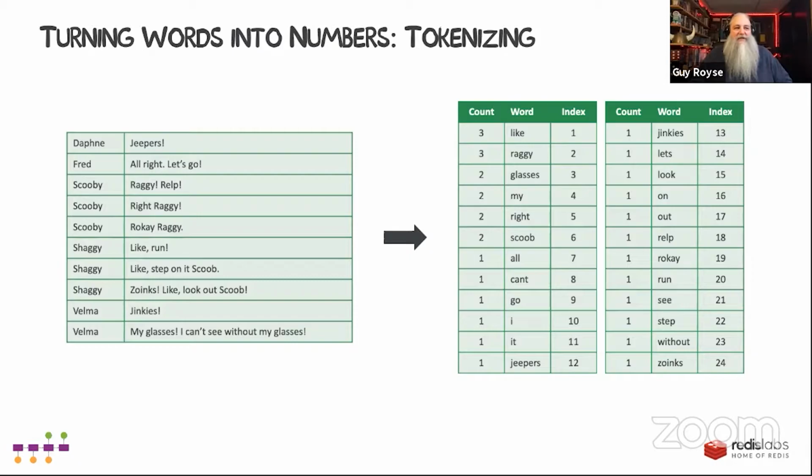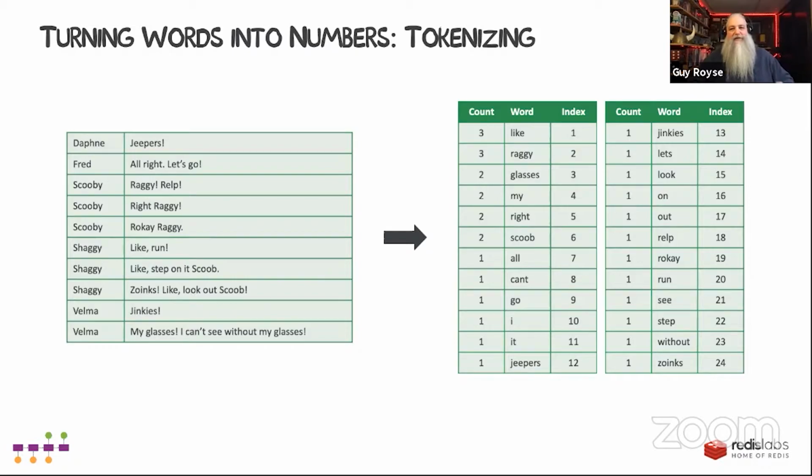Whereas the word zoinks is only in there once. And then I went ahead and sorted them alphabetically too, because I'm anal retentive. But that's what's going on here. It's a substitution cipher. It's like A is 1, B is 2, C is 3. It's that little code you do when you're a kid. We're just doing it with words. And so we're saying this word, Jeepers, is now 12.